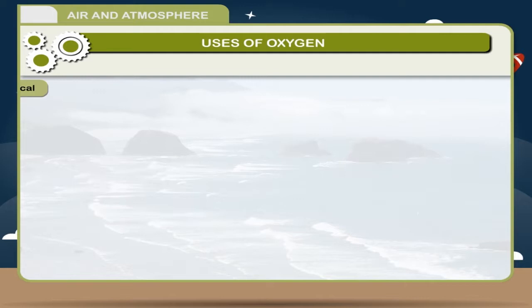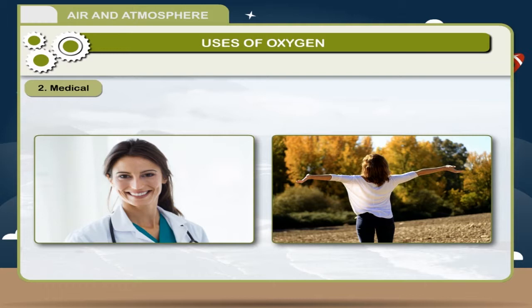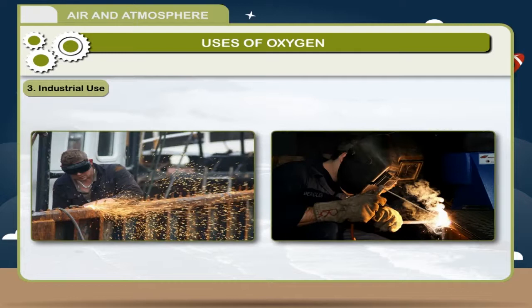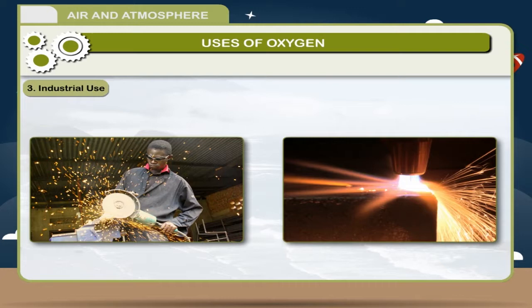Medical. Sometimes people suffering from respiratory problems, asthma, bronchitis, are not able to breathe on their own. They have to be given oxygen under the supervision of a doctor. Industrial use. Oxyhydrogen flame is used for cutting and welding of metals. Oxyacetylene flame is also used for the same purpose. It generates a very high temperature.